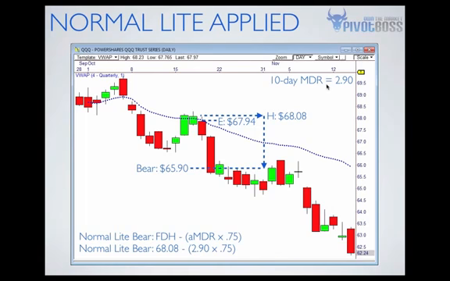We can then project 75% of that figure lower, and that gives you a normal light bear target of 65.90, which was actually reached a couple of days later because we had a huge windfall bar here that was the range of at least 3 or 4 normal bars. Either way, your target was reached.